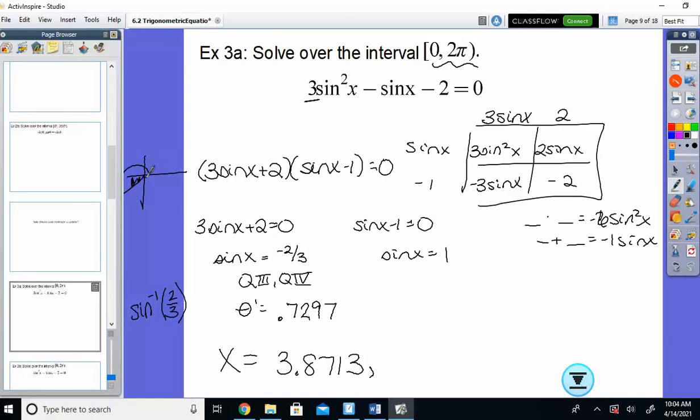We always do distance to the x-axis, though. Okay, so 360 minus that. But we're in radians, so 2 pi minus that. So 2 pi minus 0.7297. Those are the two answers for the first one. Second thing, sine x equals 1. When is sine equal to 1? 90 degrees. But we're in radians, so that would be pi over 2.